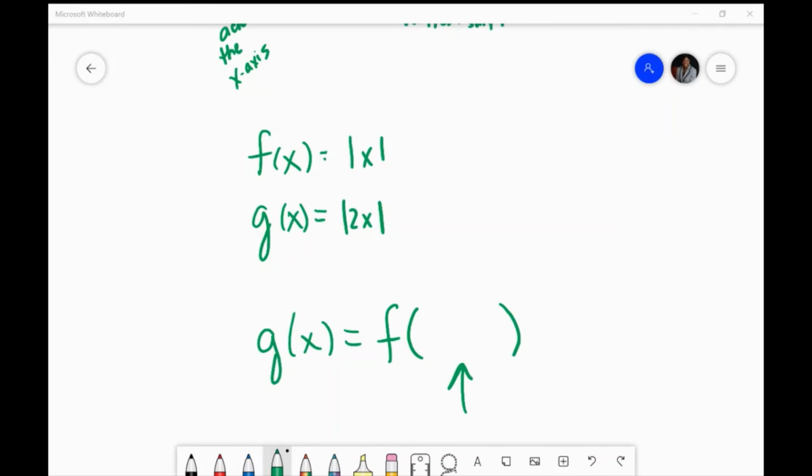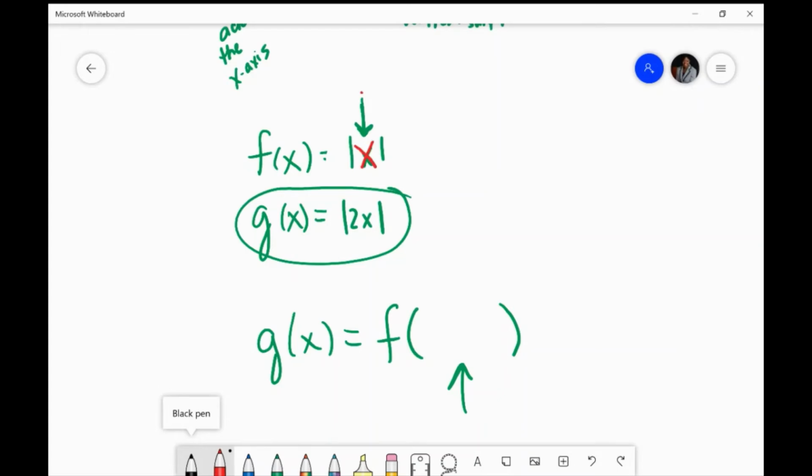that g of x equals the absolute value of 2x. What can I plug into this x right here? What can I plug into this x right here so that it looks exactly like this? That's all it's really asking. I know it looks weird, but what do we plug in? What do we substitute for x? That's the best way to put it. What do we substitute for x so that it looks like this?